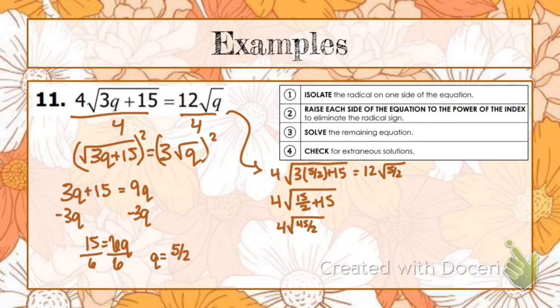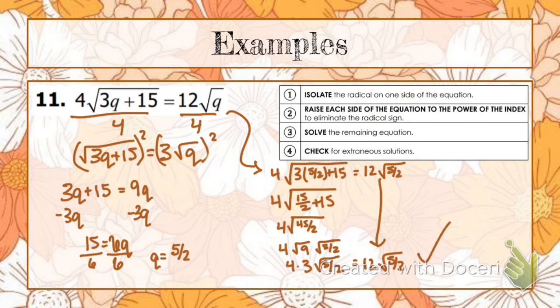And then whenever you do 45/2, you can split this into 4 times the square root of 9 times the square root of 5/2. Because 9 times 5 is 45. All right, so then we get 4 times 3 times the square root of 5/2, and we still have equal to 12 square root of 5/2. And 4 times 3 equals 12, so this is correct, and we find out that q does equal 5/2.